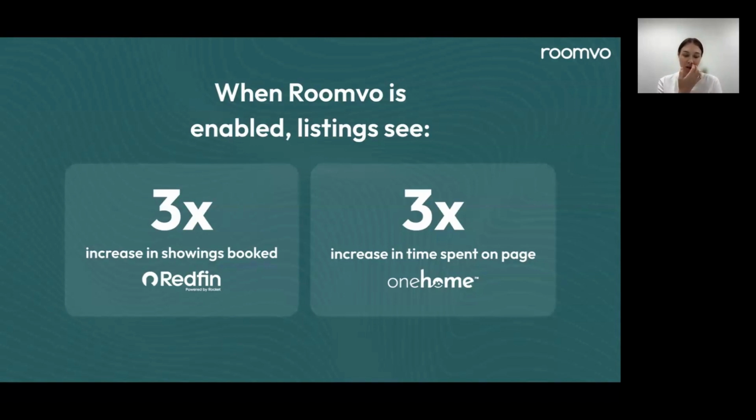So since Redfin launched with Roomvo, they were able to track a 3x increase in the number of showings that are booked on a property that has Roomvo enabled. And One Home also reported a 3x increase in the average time that's spent on page by a user when Roomvo is enabled. So we do know that this tool helps people connect with a property in a way that does feel more meaningful. They're going to a property probably having already had some ideas in their mind of things that they might like to do with it. And it just in general helps to boost engagement with the listings that you have.